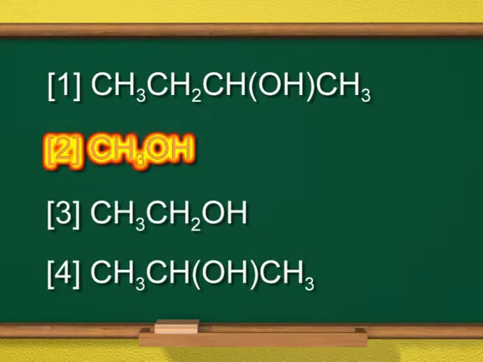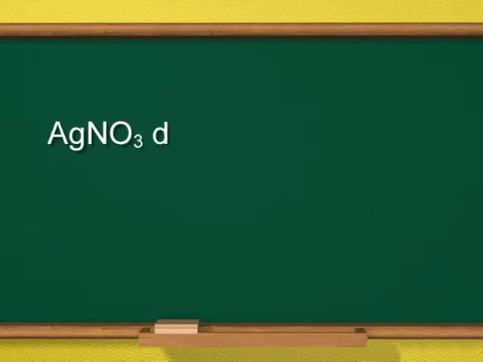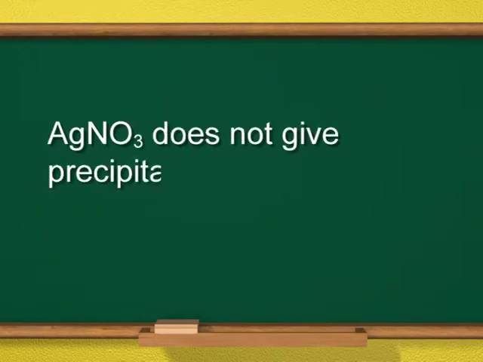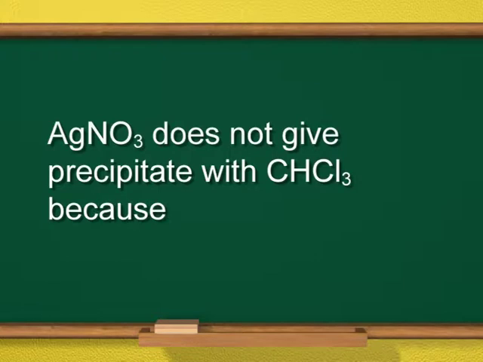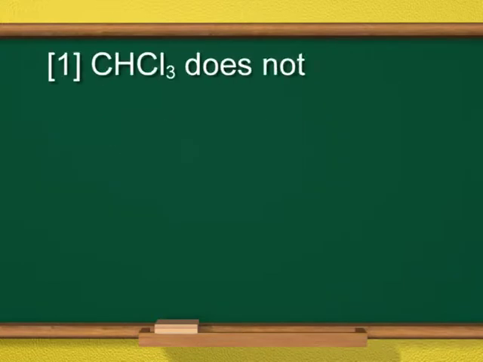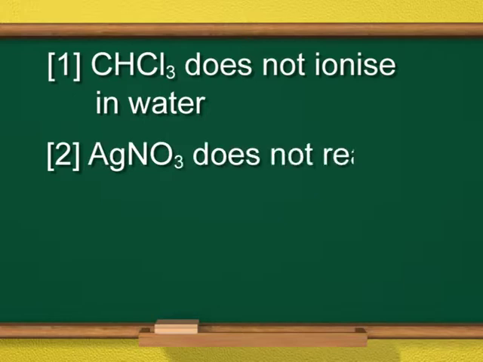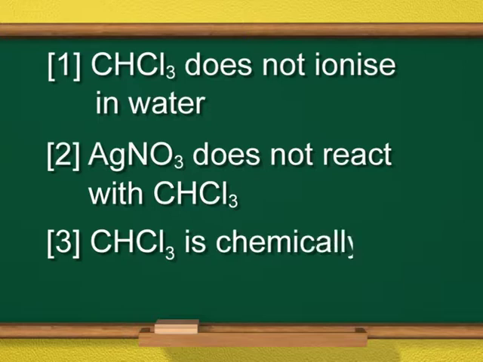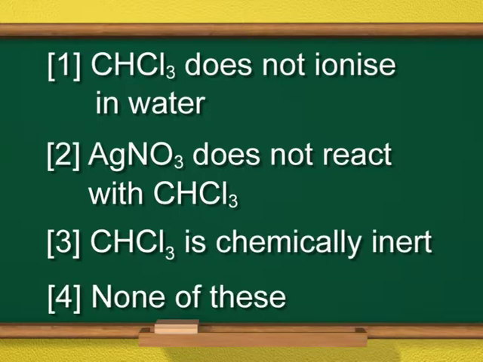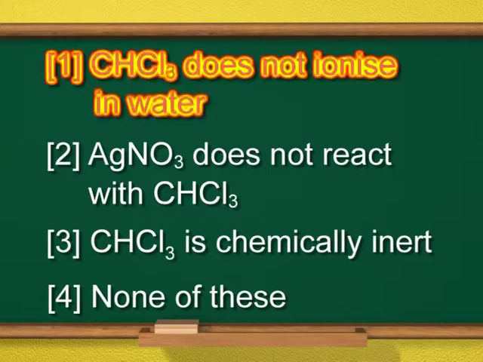My next question is, silver nitrate does not give precipitate with chloroform because chloroform does not ionize in water, silver nitrate does not react with chloroform, chloroform is chemically inert, or none of these. The correct answer is chloroform does not ionize in water.